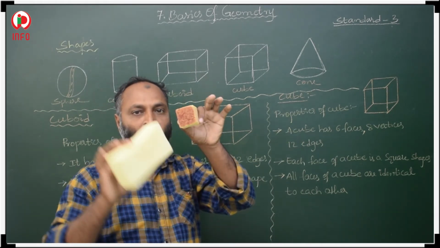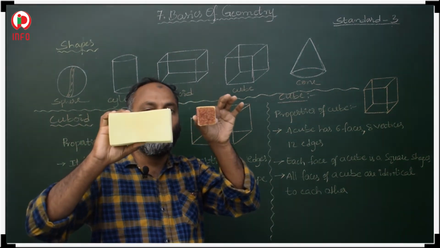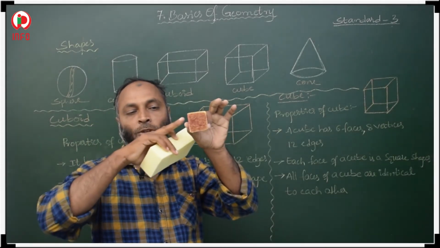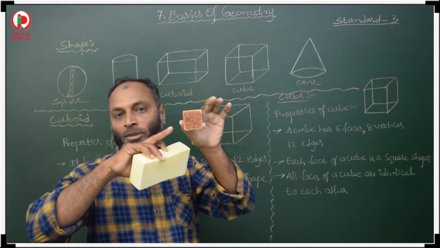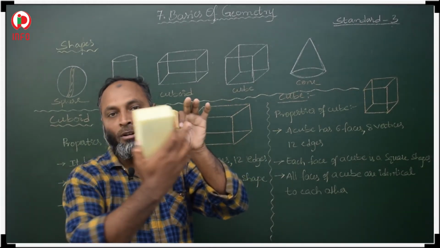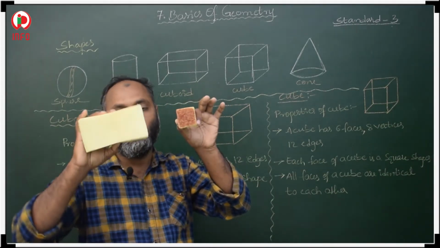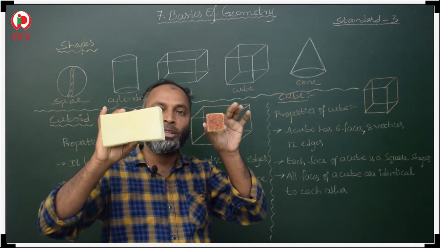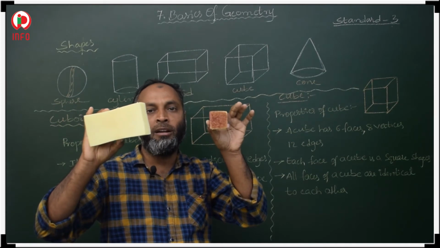What is the difference between cube and cuboid? Cuboid is rectangular in shape and cube is square in shape. In a cube, all 6 faces are the same, but in a cuboid, the faces are rectangular in shape. Okay. So, this is the difference between cuboid and cube.